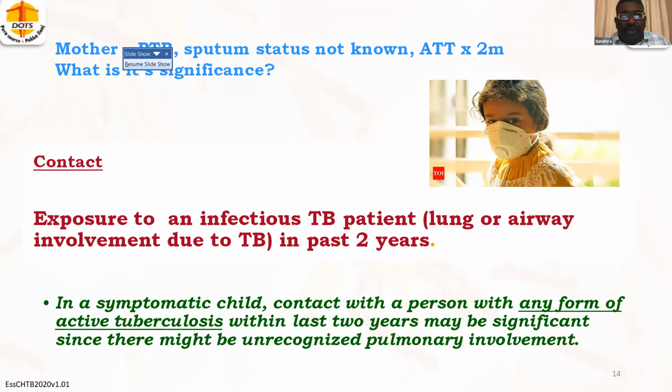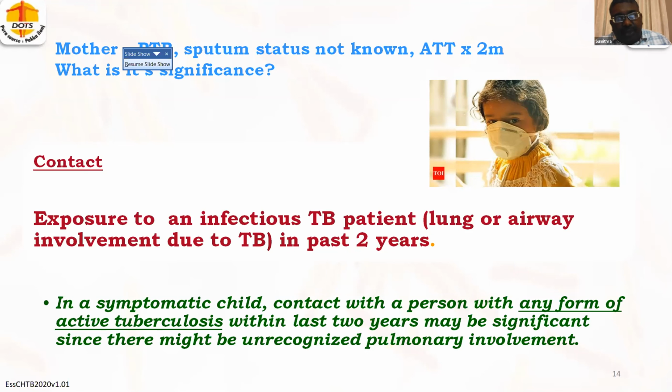In this case, the point to be noted is that if the contact is either a pulmonary positive patient or an extrapulmonary patient, it should be taken as a contact. That is, an infectious TB patient, lung or airway involvement due to TB in the past 2 years. Now, the question is why extrapulmonary also? That is given in the green letters. In a symptomatic child, contact with a person with any form of active tuberculosis within the last 2 years may be significant, since there might be an unrecognized pulmonary involvement in the extrapulmonary patient. So, we have defined that it should be for the past 2 years, and if the child is symptomatic, the positive contact, whether pulmonary or extrapulmonary, should be taken as a contact.